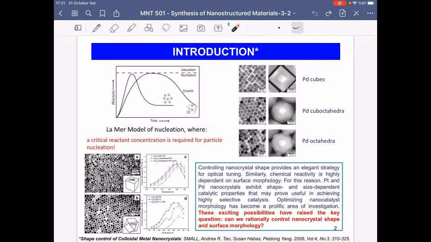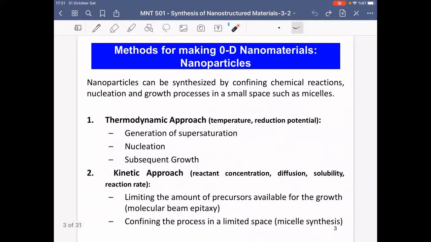So what we're saying is controlling nanocrystal shape provides an elegant strategy for, for example, optical tuning, like you saw. Similarly, chemical reactivity is highly dependent on surface morphology, and optimizing nanocatalyst morphology has become a prolific area of investigation. These exciting possibilities have raised the key question: can we rationally control nanocrystal shape and surface morphology? So I'm going to try to give you the basic information on how to do that in real life.